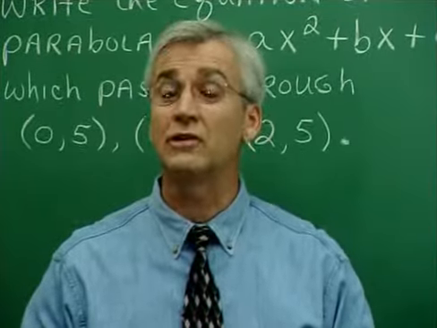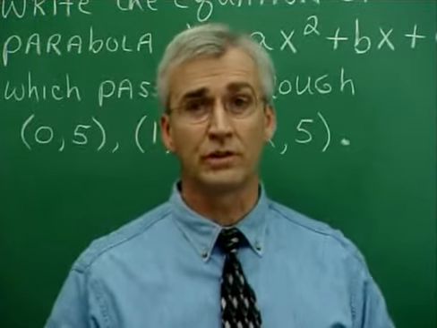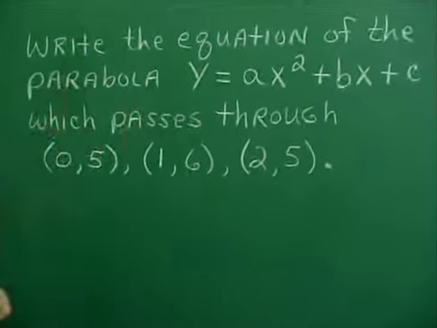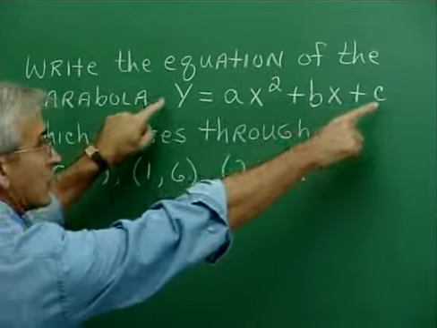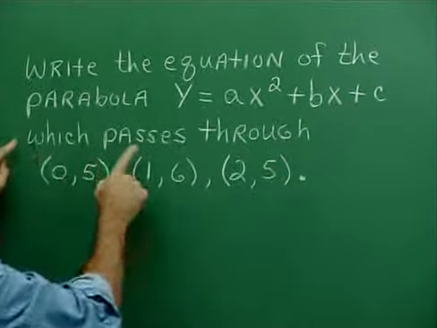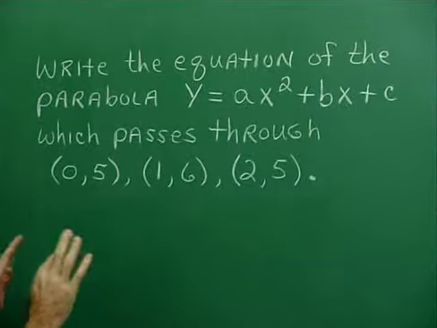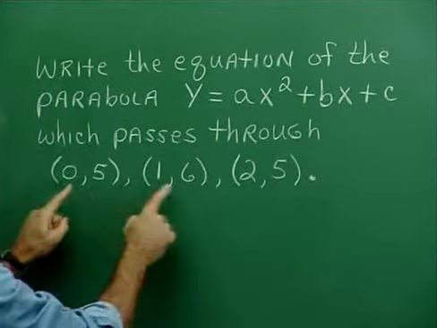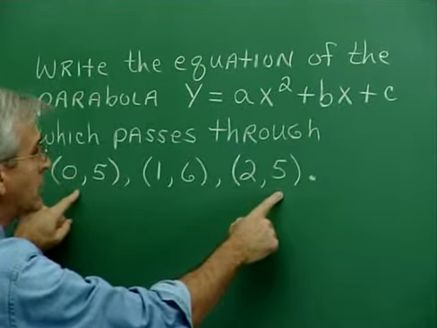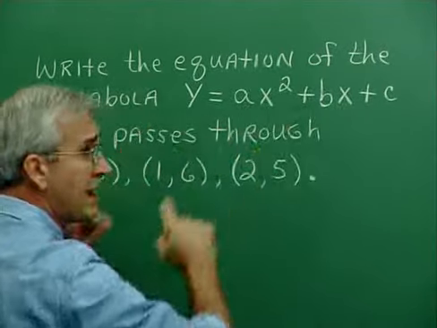Here's a problem that leads to a system of equations for solution. It says, write the equation of the parabola in this form. The equation will be in this form, which passes through these 3 points. Now, we're going to use a strategy that involves taking the information about the coordinates of these points and putting that information into the equation.